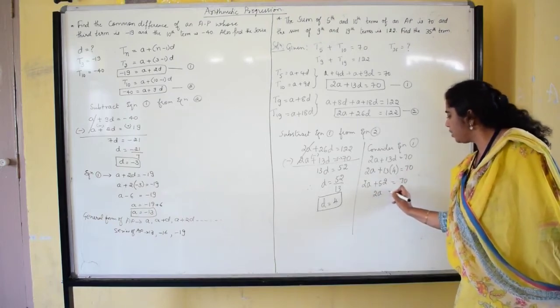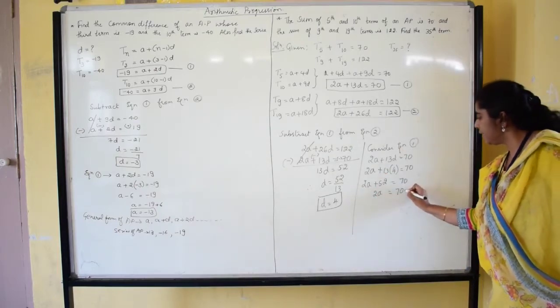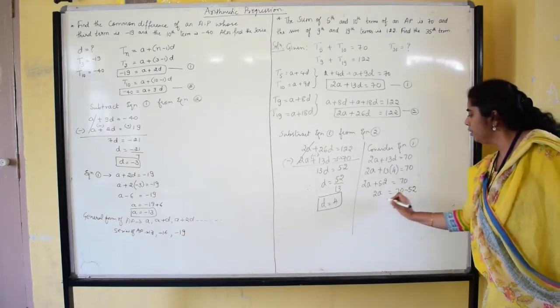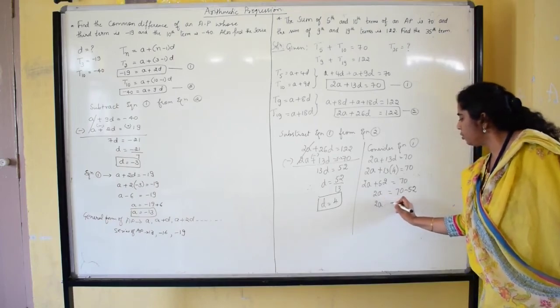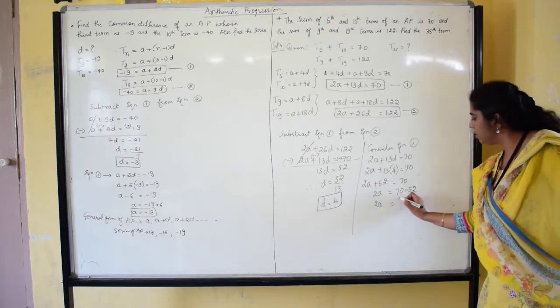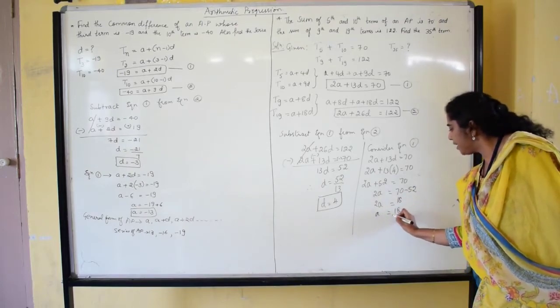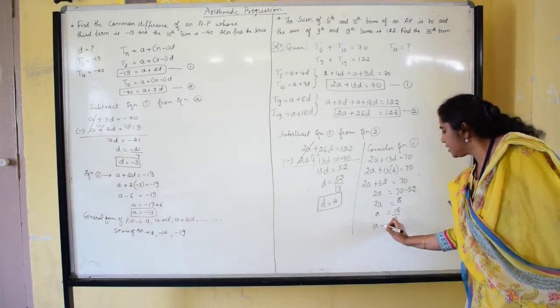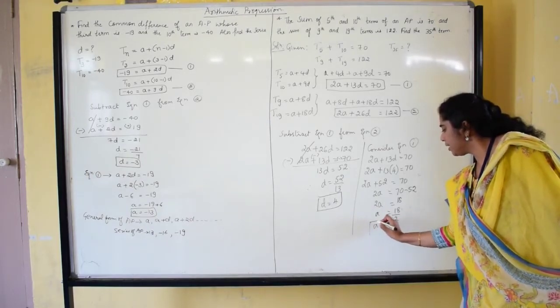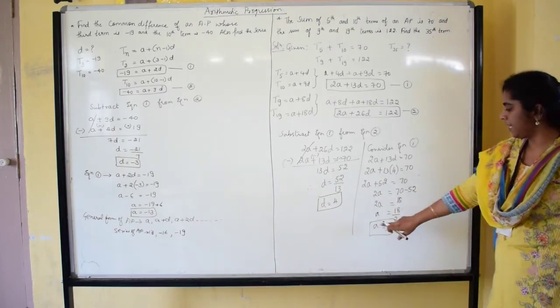2a is equal to 70. Shifting plus 52 to the other side, it becomes minus 52. 2a is equal to 70 minus 52, which is 18. a is equal to 18 divided by 2. Therefore a is equal to 9. So again we got the common difference 4 and the first term a is 9.